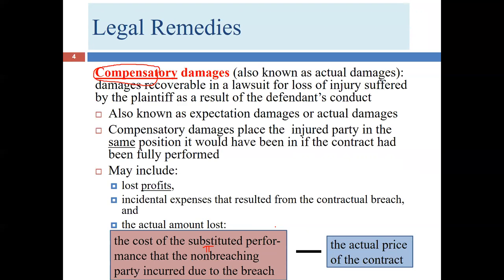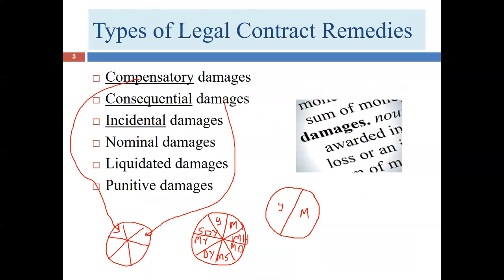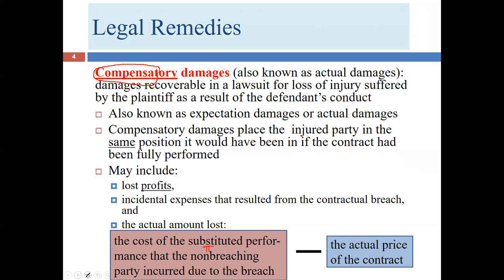This is the most important category for legal remedies, and it's actually probably the most important category even if we lump together equitable remedies. This is where most of the damages are going to be. This is the most common category of damages, and it is also usually the largest amount of damages. And so you'll see compensatory damages no matter how people divide up the pie that is legal remedies. They're going to have compensatory damages in the mix.